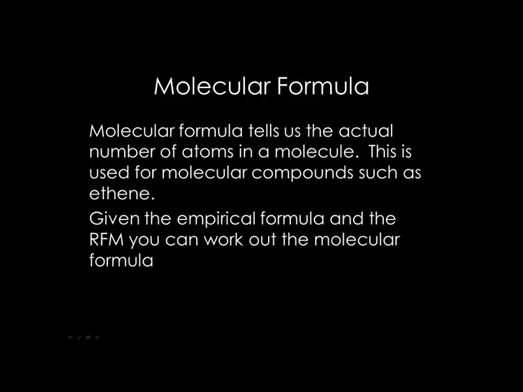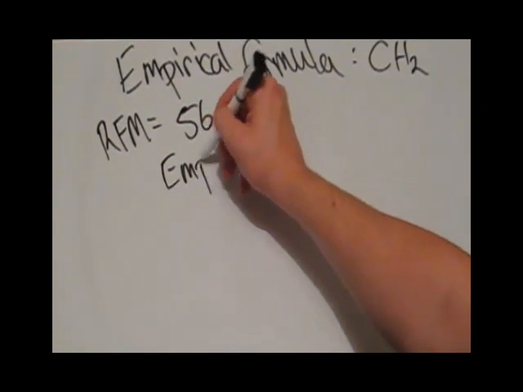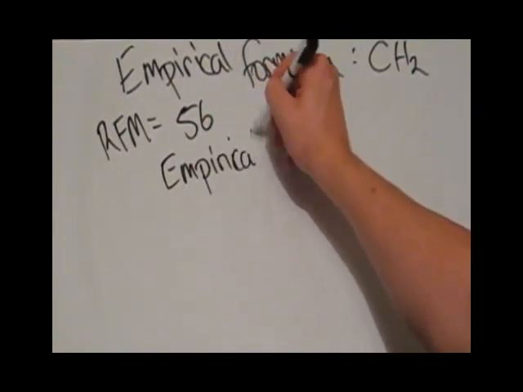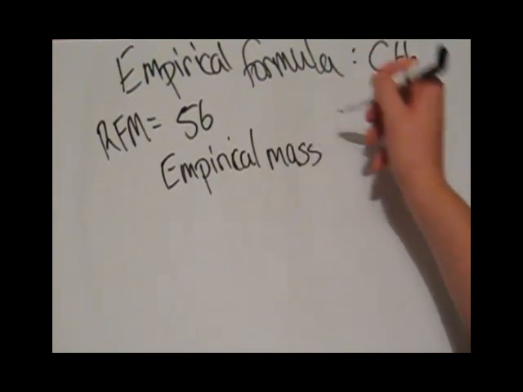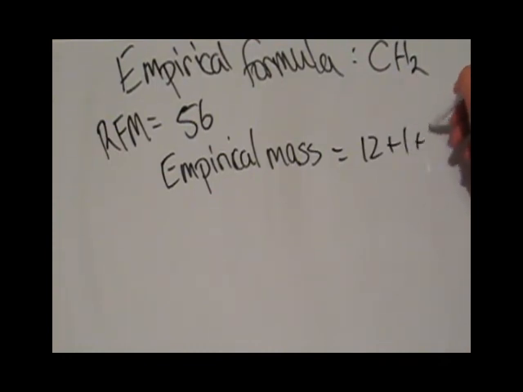Now, once we've got the empirical formula, if we're given the relative formula mass as well, we can then calculate the molecular formula. So we can calculate the actual number of atoms in a molecule of that substance. So, using that same empirical formula we've got before, CH2, if you were told that the relative formula mass was 56, all we need to do is this. I'm going to work out the empirical mass, so that's the mass of one empirical unit. And so the mass of CH2 is going to be 12 plus 1 plus 1. And so that comes to 14.